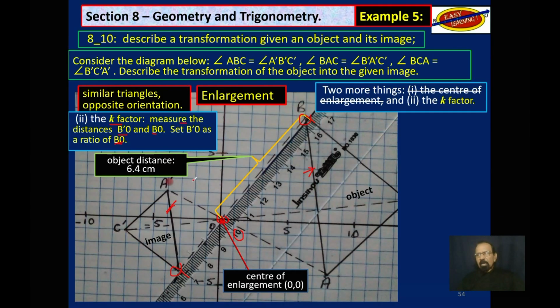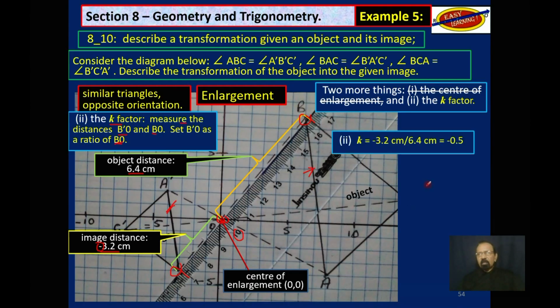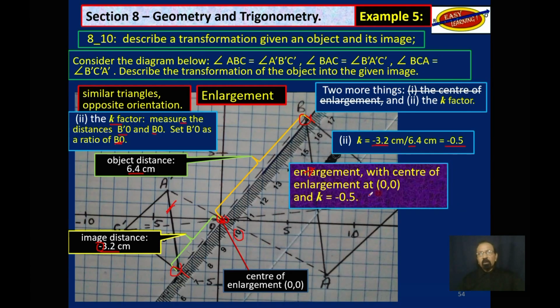So I measure that and I get 6.4 centimeters. I measure this and I get 3.2 centimeters, but I list it as negative since it is in the opposite direction. So I divide the image distance by the object distance and I get negative 0.5. So we know the center of enlargement is 0, 0 and the scale factor K is negative 0.5. That was example 5.